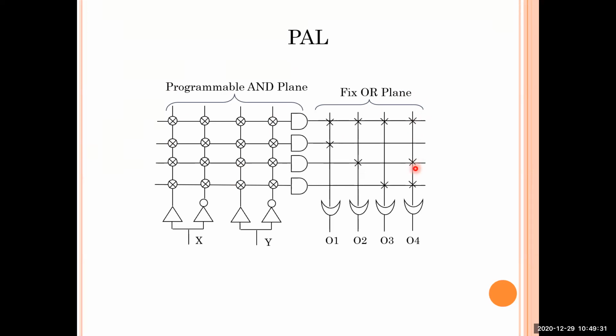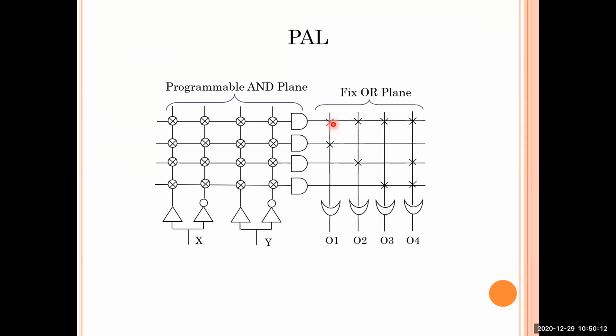In the PLA, both the AND plane and the OR plane are programmable. But in the PAL, the AND is programmable and the OR is fixed. Now let us study in detail what this PAL is. PAL has a very wide programmable AND plane for ANDing the inputs together. However, the OR plane is fixed, which limits the number of terms that can be ORed together. That's a major difference between the AND plane and the OR plane.